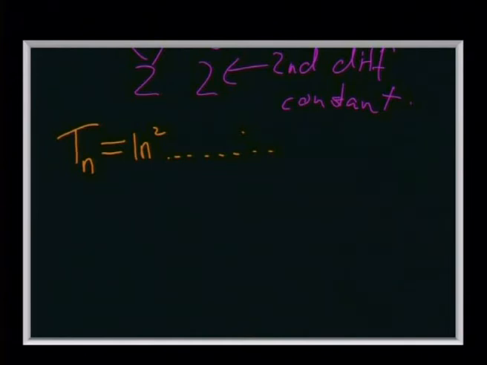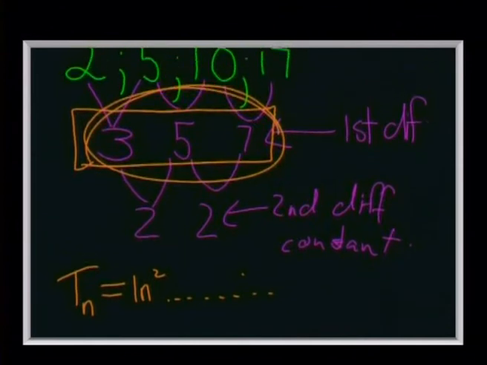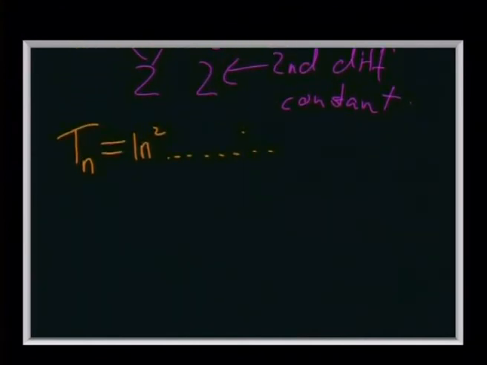I say to myself, I want my first term to be, it goes 2, 5, 10. So I want my terms to be 2, 5, 10, 17. That is what I want. Now, what I do is I put n underneath here.